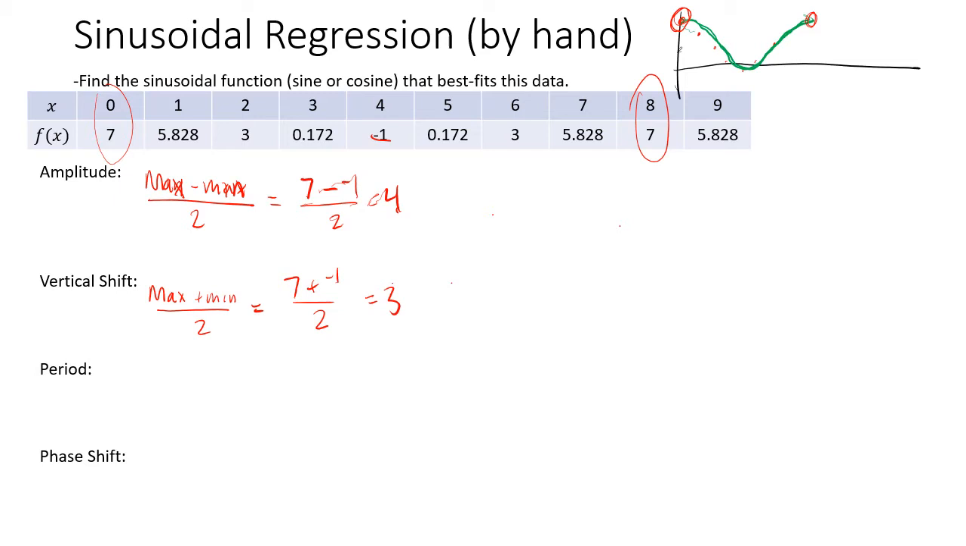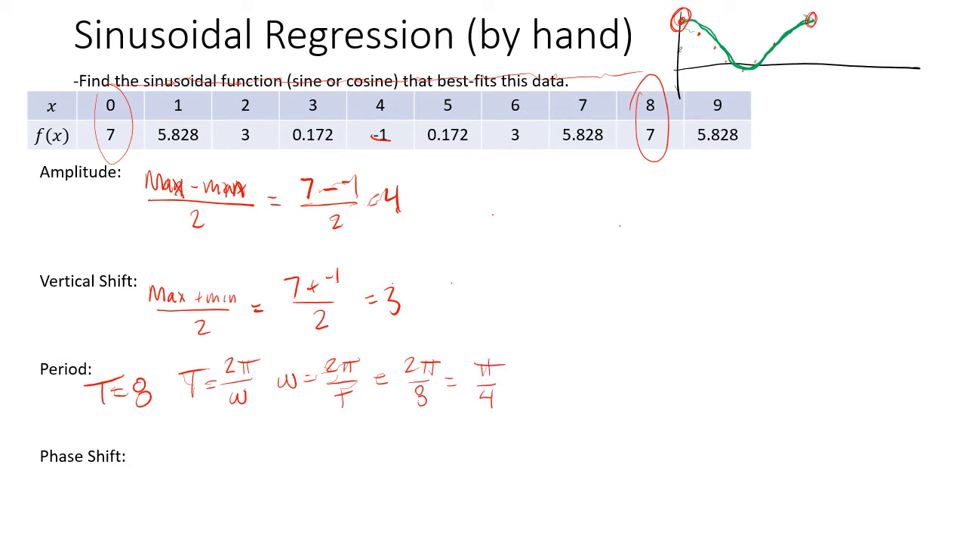We could go 1, 2, 3, 4, 5, 6, 7, 8. So there's 8. So if the period T is equal to 8, we want omega in order to be able to write this function. And we know that for sine, T is equal to 2 pi over omega. So omega is equal to 2 pi over the period, and the period is 8. So 2 pi over 8, and that means omega is just pi over 4.